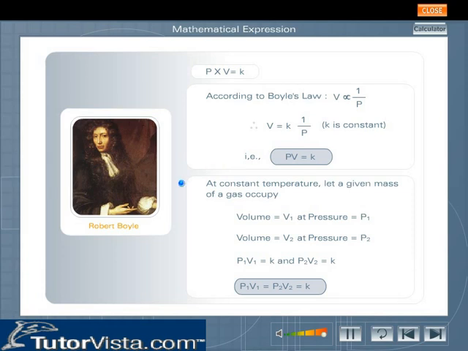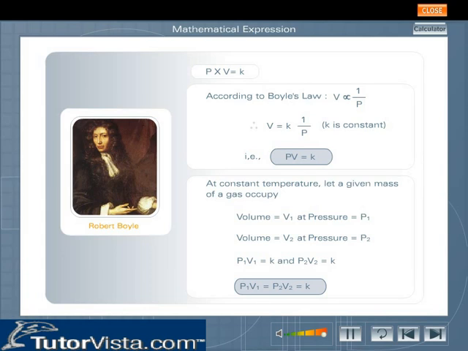At constant temperature, if a given mass of gas occupies a volume V1 at pressure P1 and if it changes to V2 at pressure P2, then according to Boyle's law, P1 V1 is equal to K and P2 V2 is equal to K. Or P1 V1 is equal to P2 V2 is equal to K. Remember that you can use any unit of pressure or volume in your calculations, so long as the same units are used consistently throughout the calculation. This relationship between pressure and volume is called Boyle's law in his honor.